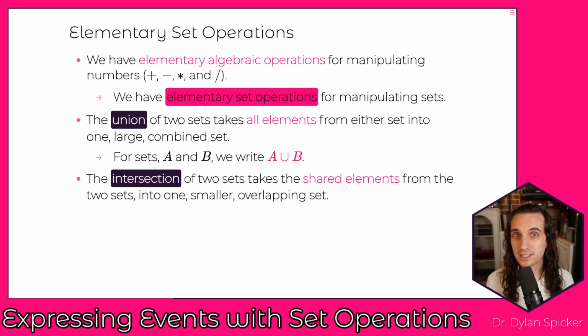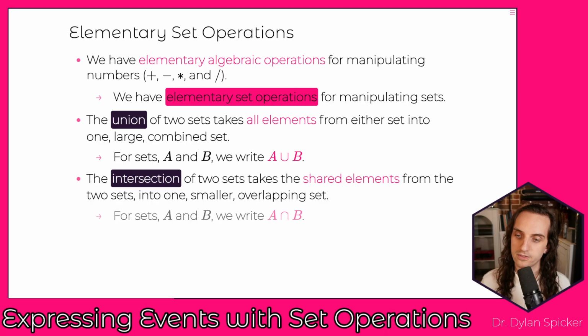The intersection is our second elementary set operation, and instead of us taking everything from both sets, what we're going to do is we're just going to think about what is common to both of the sets. So we're looking at where do these two sets overlap? What are the elements that are in set A and the elements that are in set B? So the union takes everything from both. The intersection is just going to take what's common to the two of them.